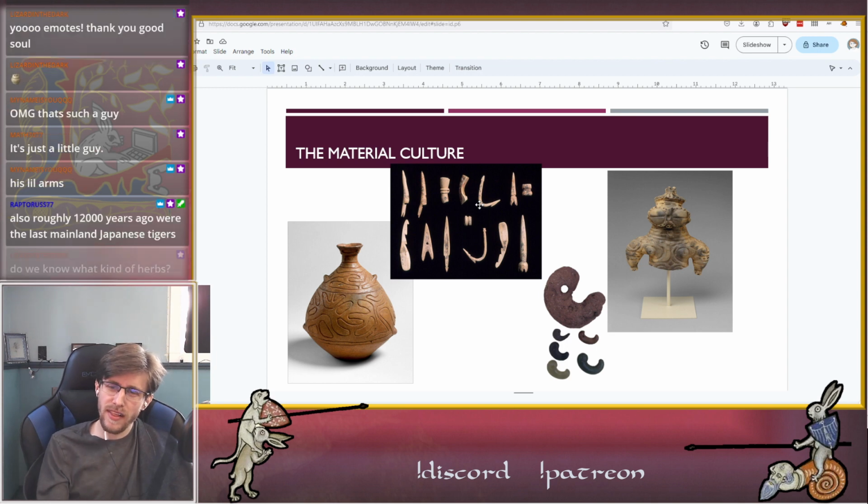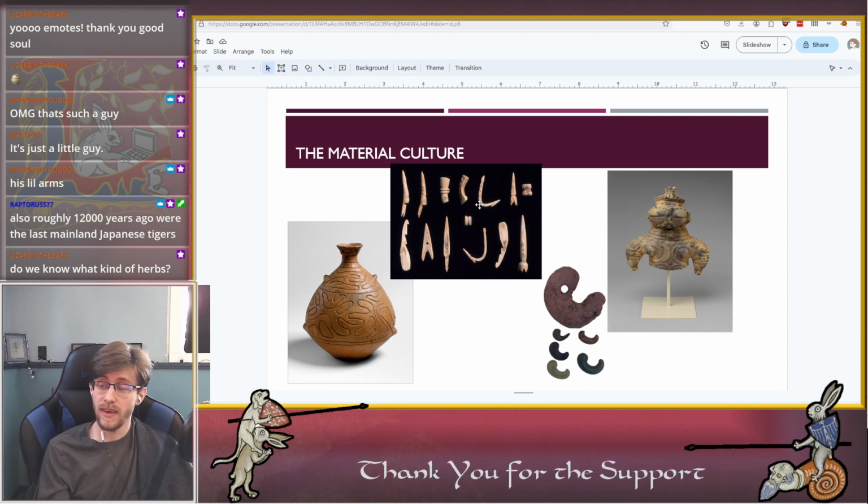Roughly 12,000 years ago were the last mainland Japanese tigers. Raptorus, that's terrifying news. Do we know what kind of herbs? I'm sure somebody knows. I am not somebody.